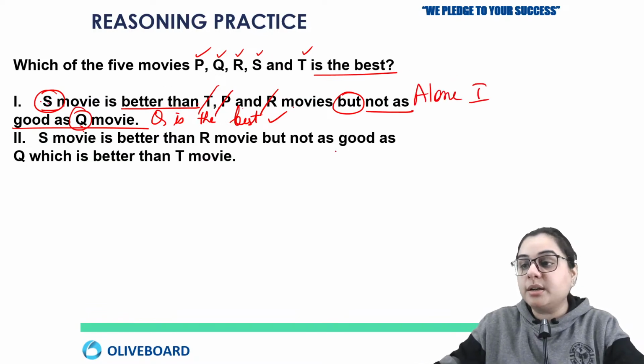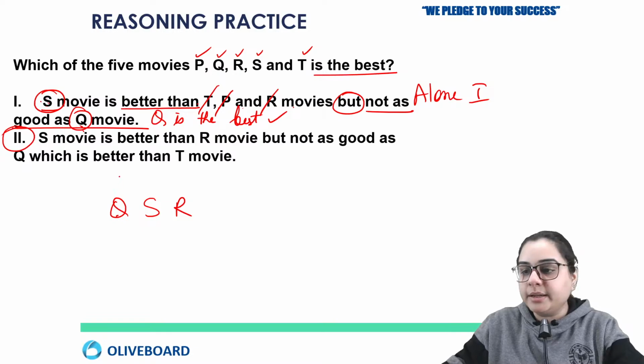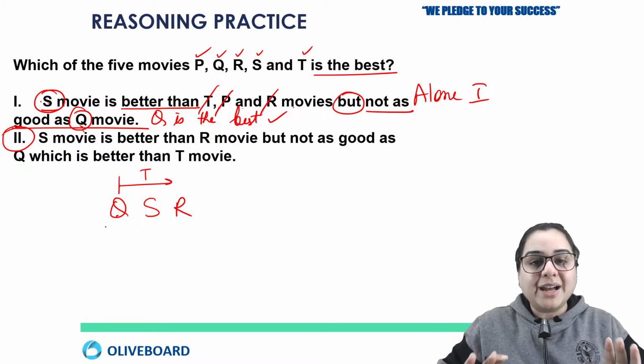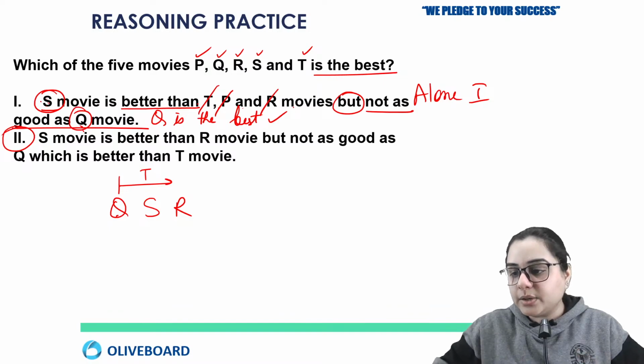Now let's check 2 alone. If you check the second information, S movie is better than R but not as good as Q, and Q is better than T. Now you have 5 movies, and there is no reference about P. So from the second information we cannot get the answer.